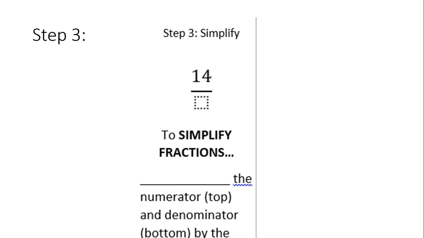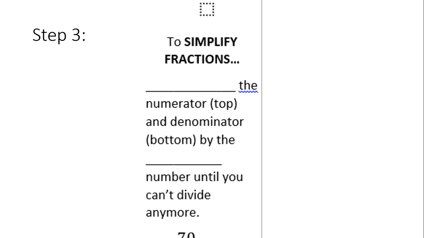So that brings us to step 3. Step 3 is to simplify. So if we look down in the column, it says to simplify fractions, we need to divide the numerator, or the top number, and the denominator, or the bottom number, by the same number until you can't divide anymore. So again, find what number the denominator and the numerator have in common. Okay, this would be a common factor, or if you can find it, the greatest common factor.